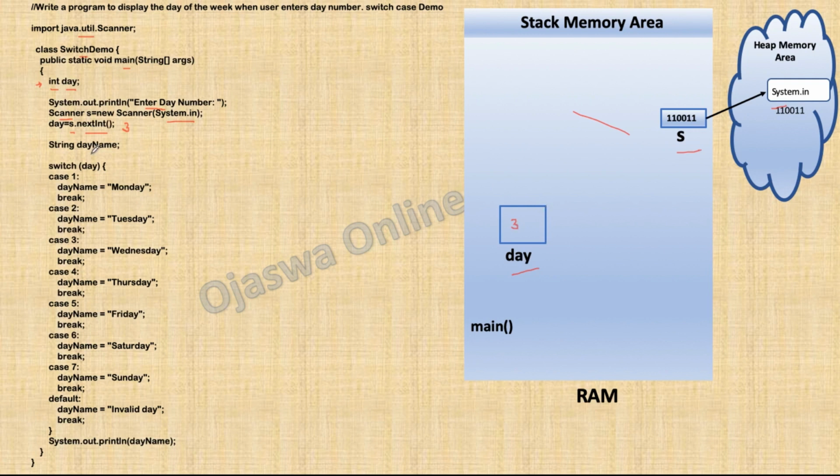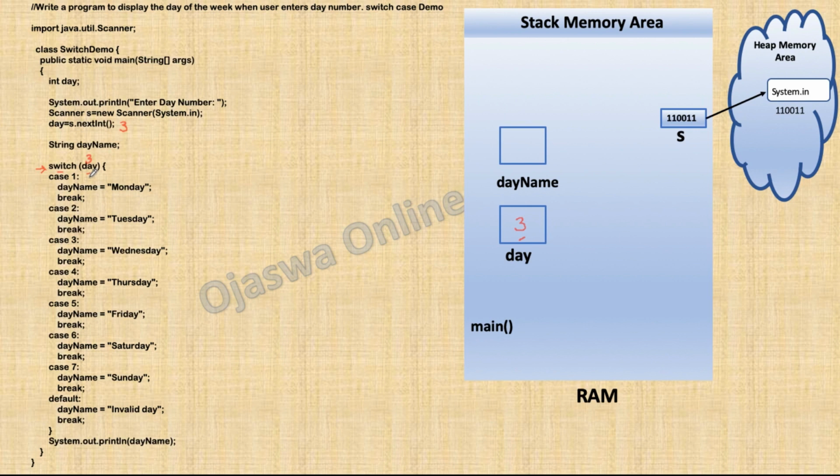Next we have declared one more variable, dayName of type String. Memory allocation for dayName will happen inside the stack. Memory is assigned to variable dayName, yet we have not assigned any value to it. Now starts the switch block, switch keyword, and inside the parenthesis we have written day. So whatever expression you have written inside these parentheses should match with the case values. For example, the value assigned to variable day is 3, hence value 3 will be matched with the case values and control of the program will go to the case where the value is 3.